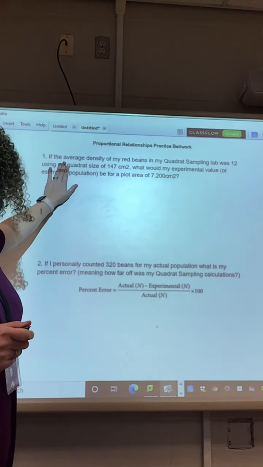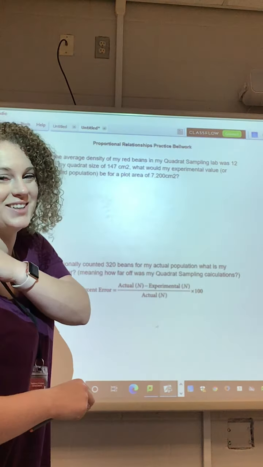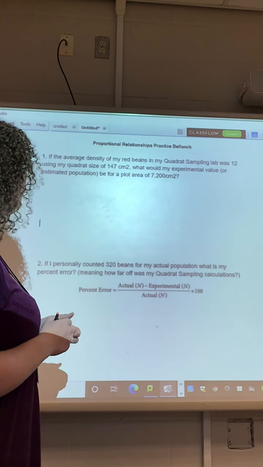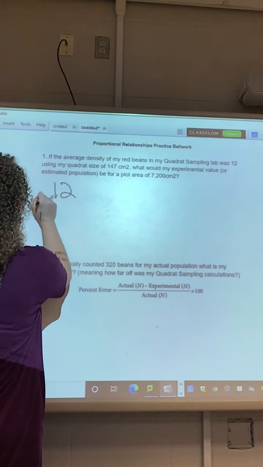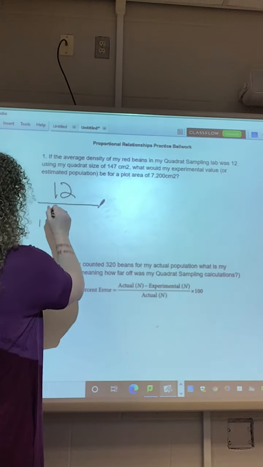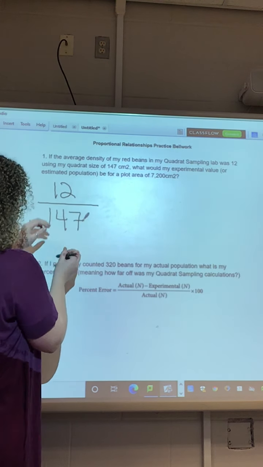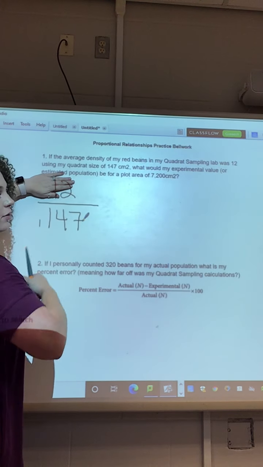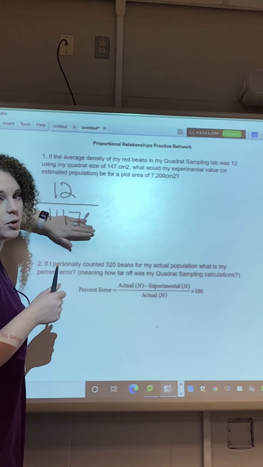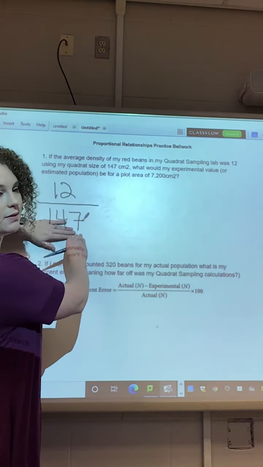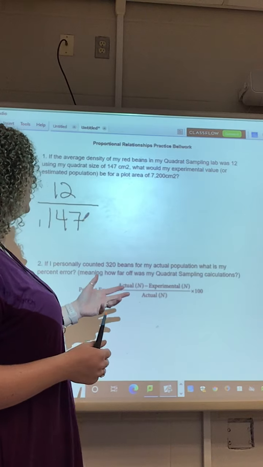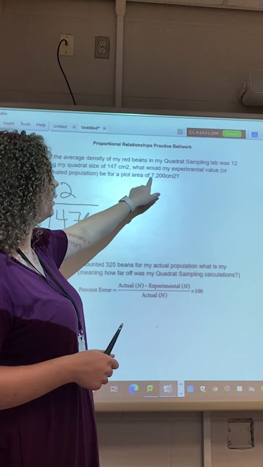All right, so for the first one, I know hopefully it flips when I put this on YouTube. If the average density of my red beans in my quadrant sampling lab was 12, so the average, if I added them all together, was 12, using my quadrant size of 147 centimeters squared, so that means there was 12. When I threw it 3 times, I counted 12 total, and my quadrant size was 49. I multiplied that by 3, and so I'm using 147, okay? So what would be my experimental value or estimated population be for a plot area of 7,200?